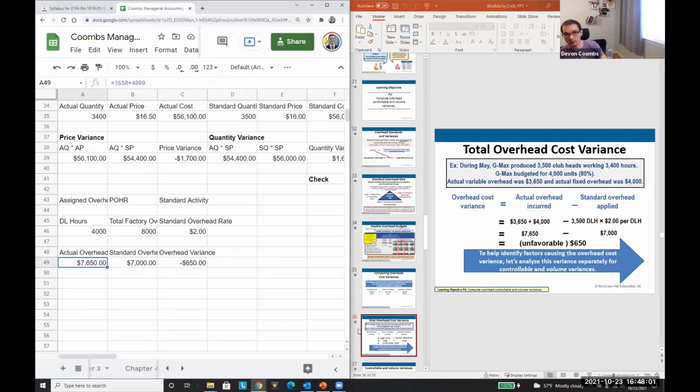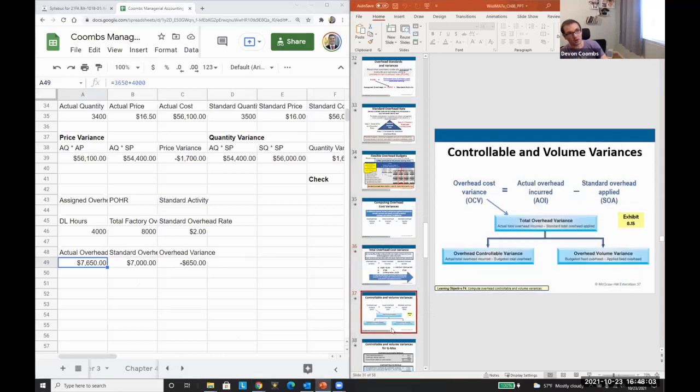Now we have to identify why we did that. So we go into the subvariances. So we have to figure out our controllable and volume variances. So these are just the terms. Overhead controllable variance is actual total overhead incurred minus budgeted total overhead. And there are overhead volume variances, budgeted fixed overhead minus applied fixed overhead.